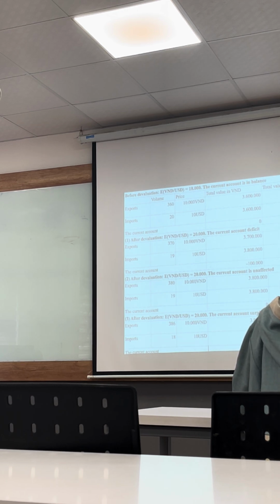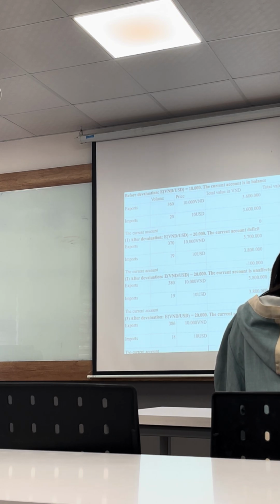So I think the outcome depends on the Marshall-Lerner condition. In the first scenario, the condition isn't met, and we have a deficit. In scenario 2, the effects balance out perfectly, and so the current account is unaffected. And in the last scenario, the condition is satisfied, and that's why we have a surplus. So the variation of the three scenarios highlights when the condition is met and not.